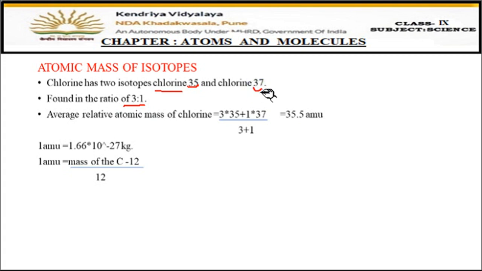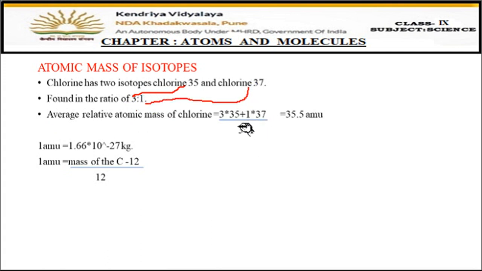So now what we will do, children, we have to find the average relative atomic mass, right? And how to find the average relative atomic mass? Now see the formula here. This is the mass of the first chlorine atom, that is 35, and this is 37. Why have we multiplied it with 3? Because the ratio is given as 3 is to 1. Three atoms are of which chlorine? Chlorine 35, right? So we'll multiply 3 with 35. One atom is of chlorine 37, so 1 is multiplied by 37 and added.